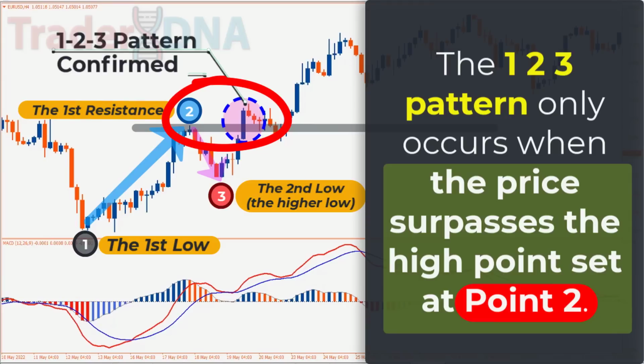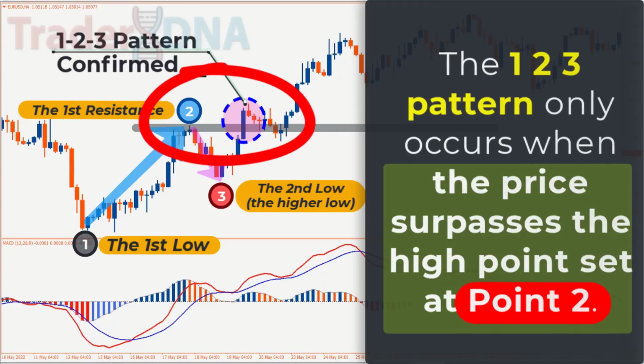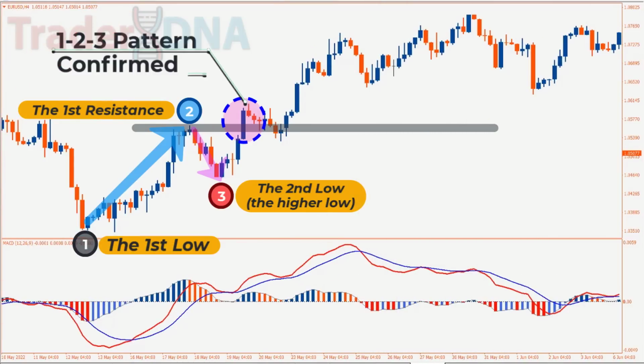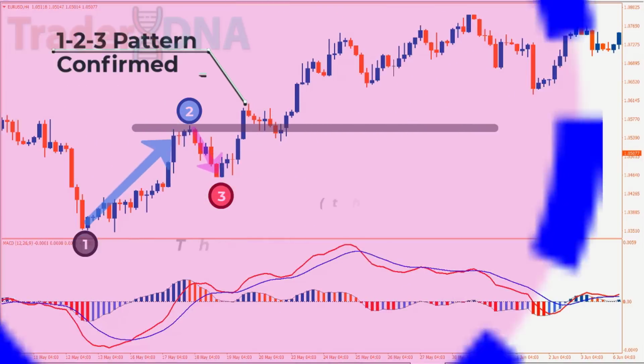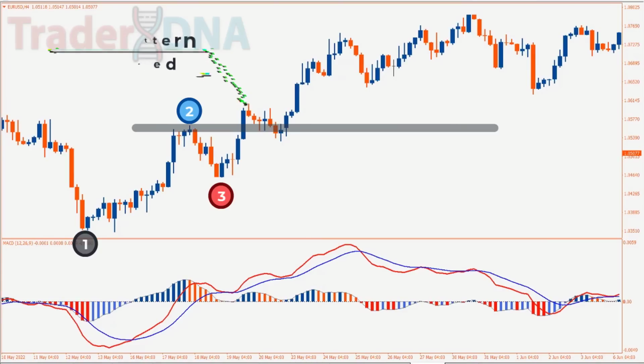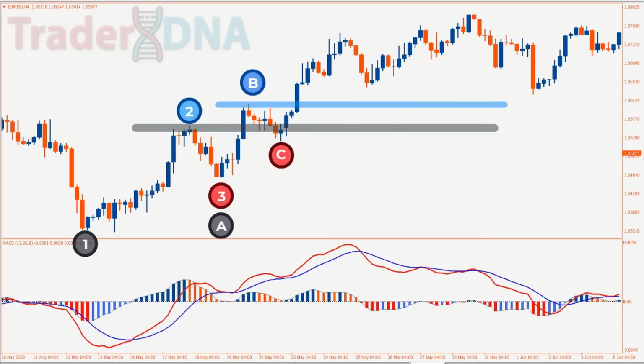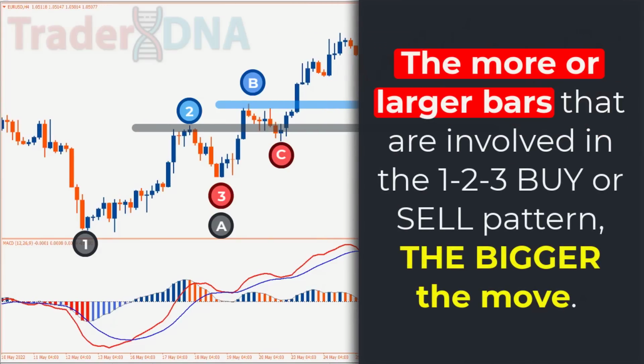As demonstrated in the examples above, the 1-2-3 pattern is incredibly straightforward, presenting numerous opportunities and an excellent risk-reward ratio. Once you grasp the fundamental principles and gain some practice, you'll start noticing these patterns everywhere. It's worth noting that the 1-2-3 pattern can sometimes develop rapidly, while at other times, it may take a bit longer to fully form. One crucial point to keep in mind is that the larger the number of bars involved in the 1-2-3 buy or sell pattern, the more significant the subsequent market movement tends to be.